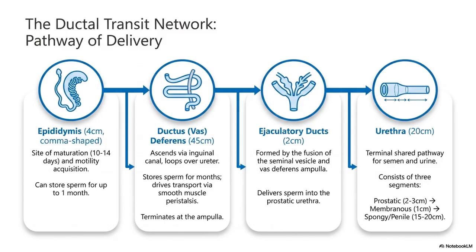Then the next duct is the ejaculatory duct. These are about 2 cm long. They are formed by the fusion of the seminal vesicle and the terminal portion of the vas deferens, that is the ampulla. They mainly help in the delivery of sperm into the prostatic urethra during ejaculation.